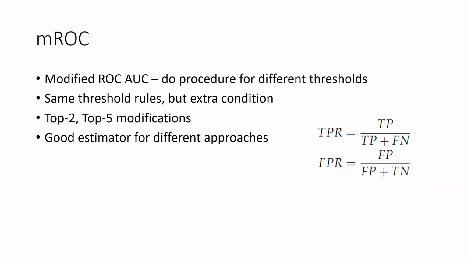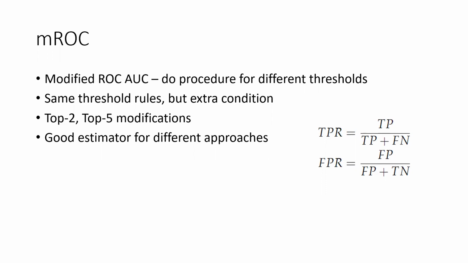So with this modified ROC AUC, we can do this process with a lot of different thresholds, and we have the same threshold rules as in regular ROC AUC, but we add an extra condition, and we can also use the top 2, top 5 modifications here. It's the modification where we check not the closest image, but the top 2 closest images and top 5 closest images. And while it does not have the same statistical meaning as regular ROC AUC, it's still a good estimator for different approaches.